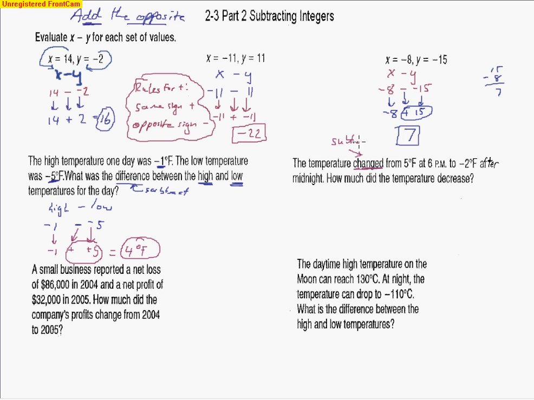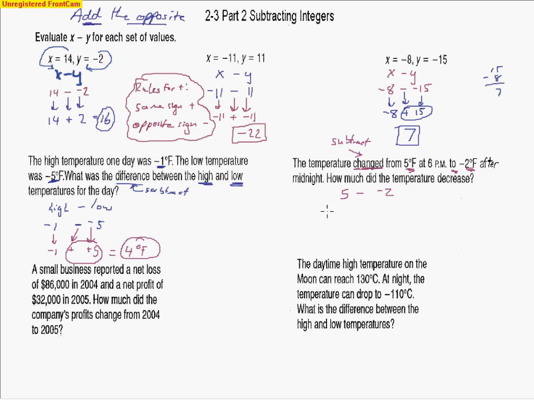So we're going to subtract two numbers. It changed from 5 degrees at 6 p.m. to negative 2 degrees after midnight. How much did the temperature decrease? So they want to know how much it went down. It changed from 5 degrees to negative 2 degrees. So change means we subtract. Let's go ahead and do the work.